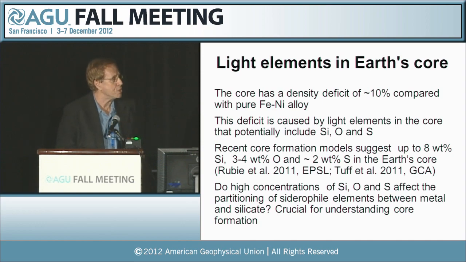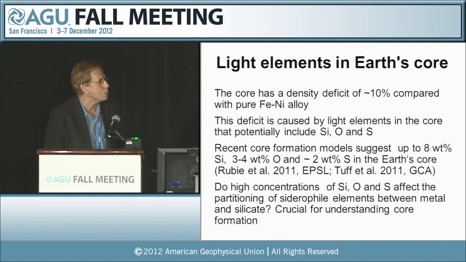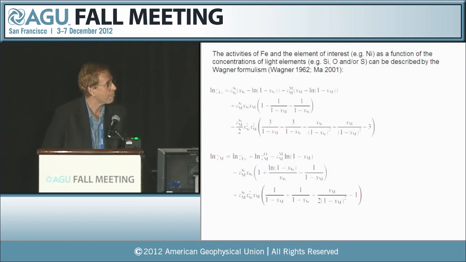So recent core formation models from our group and from Bernie Wood's group suggest that there could be around 8 weight% silicon in the core, 3 or 4 weight% oxygen, and Bill McDonald's favorite concentration for sulfur is about 2 weight%. So the question is, do the high concentrations of these elements in the liquid iron alloy affect the partitioning of siderophile elements between metal and silicates? This might be a crucial question for understanding core formation.